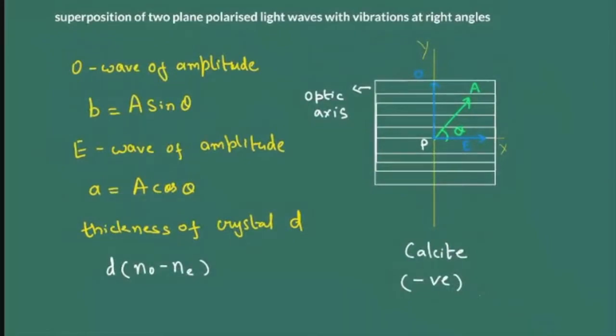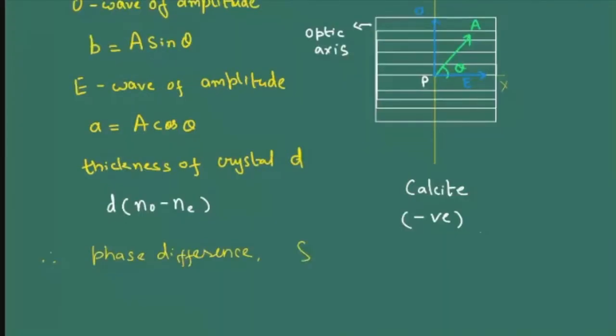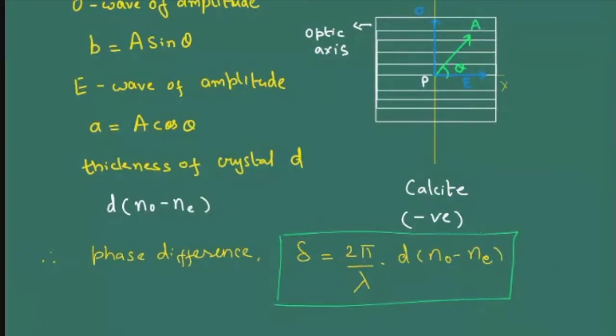Now, if this is the path difference created between the two, what will be the phase difference? The phase difference can be given by delta equals 2 pi by lambda, because we are considering this to be monochromatic light, multiplied by the path difference, which is d times (nO minus nE). Now here see what is happening. We are going to tackle two things at a time. One thing is the angle between the vibration of plane polarized light incident on this crystal and the optic axis.